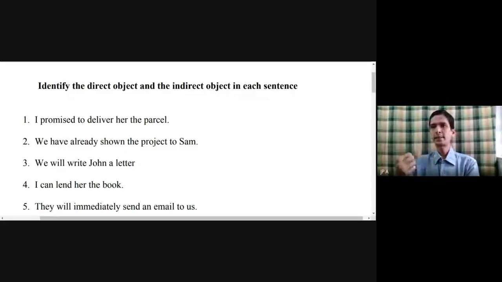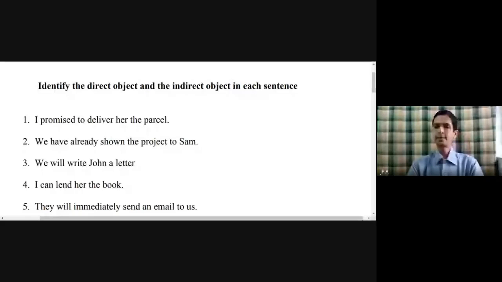The object need not be a single word. A letter is the direct object. Write what? Write a letter. So a letter is the direct object. And John, as you said, John is the indirect object. So that is correct. The next one.